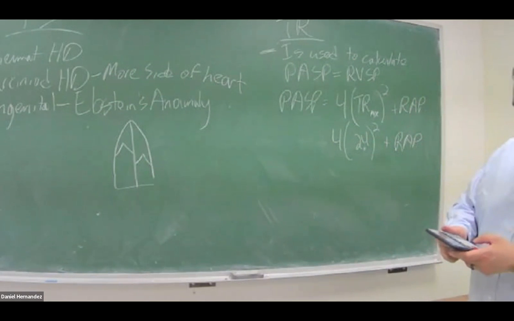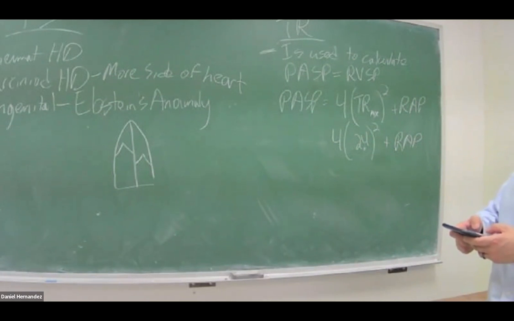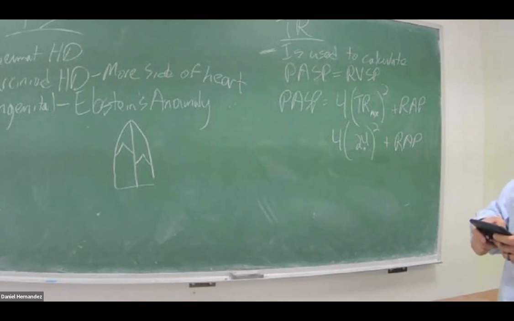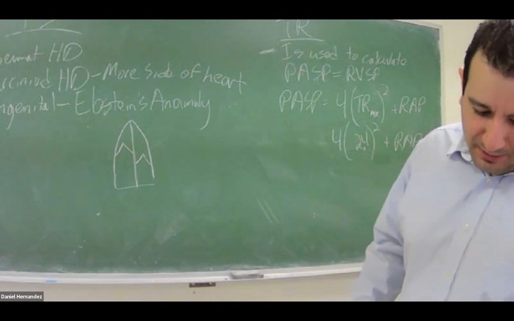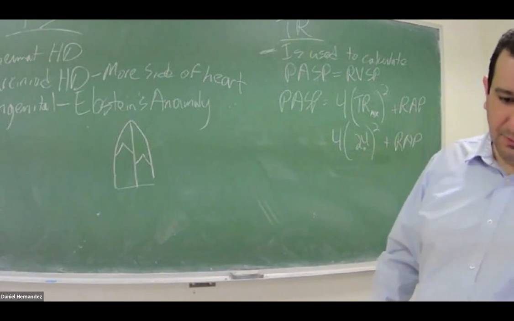So if we get it, just using some fake numbers, if we get 2.4 times 2, that's 4.8 times 4, 19.2, and then we estimate right atrial pressure of 5. That would give us 24, which would still fall under category of normal.